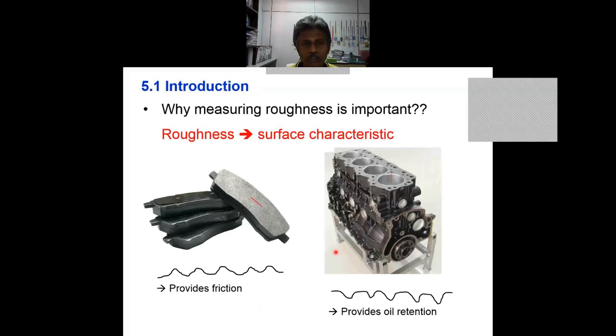Now the question is, why do you need to measure roughness? Why is roughness important? Roughness actually quantifies the surface characteristic. It tells us about the surface. I'll just give you two examples here. Now look at this example here. Can somebody tell me what this is?